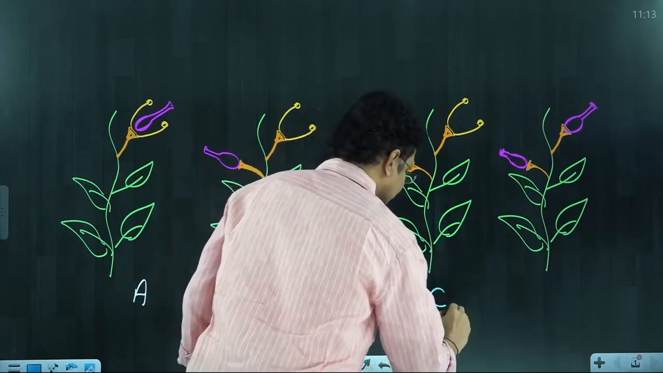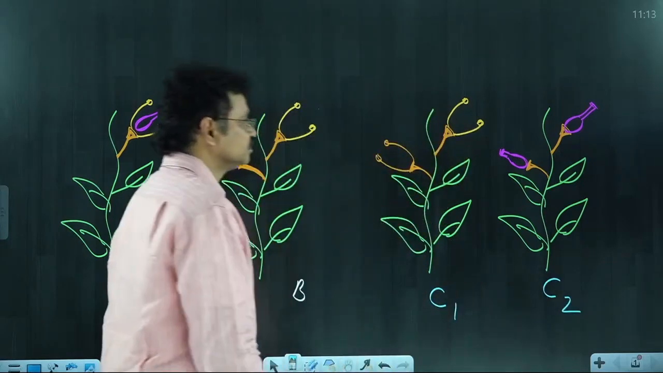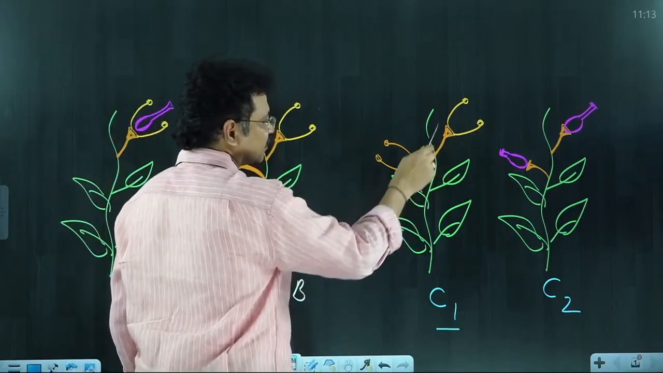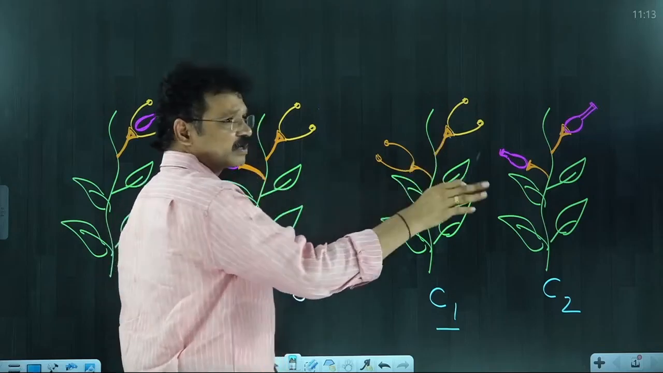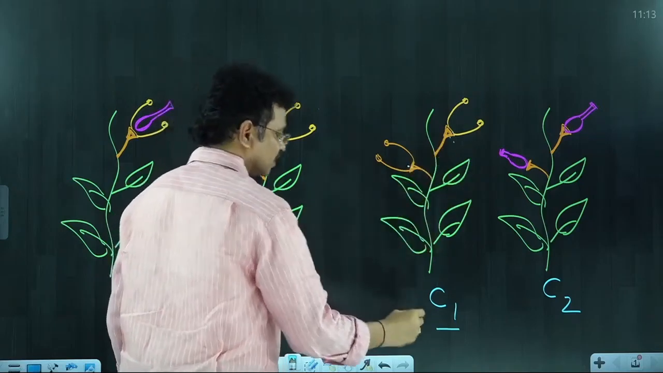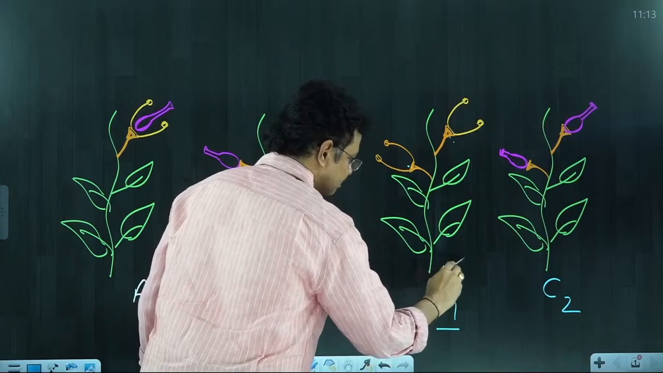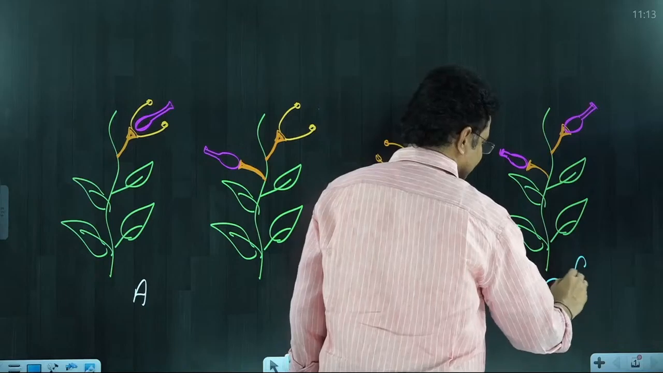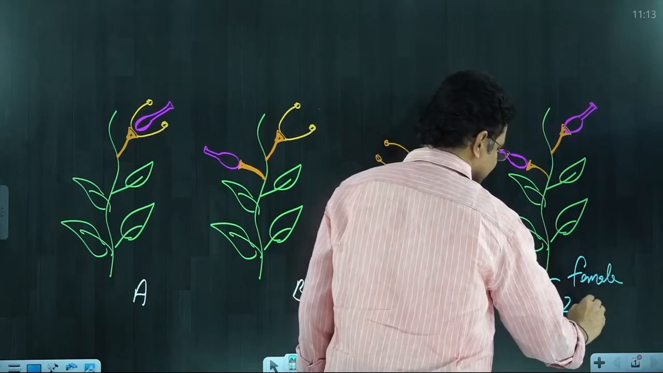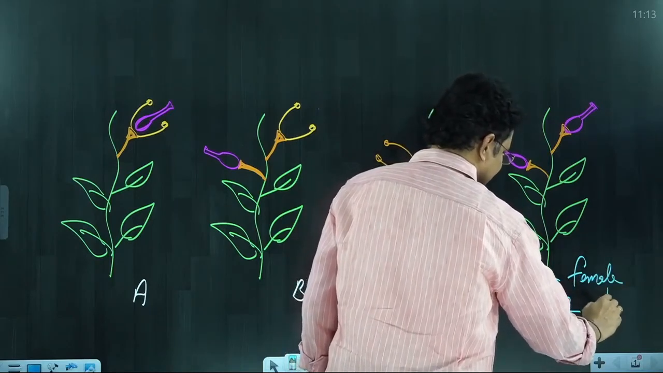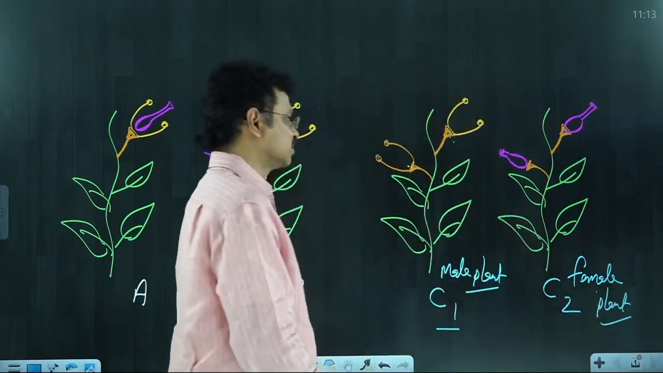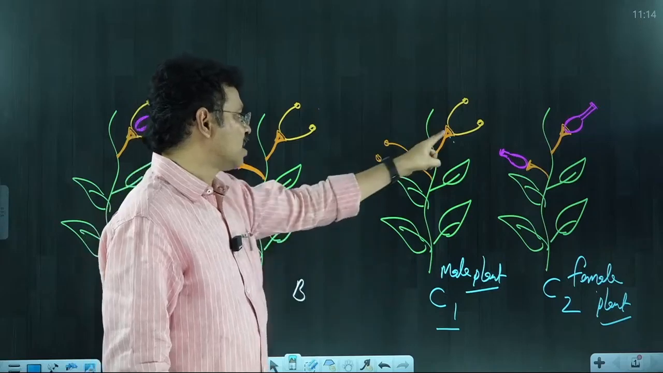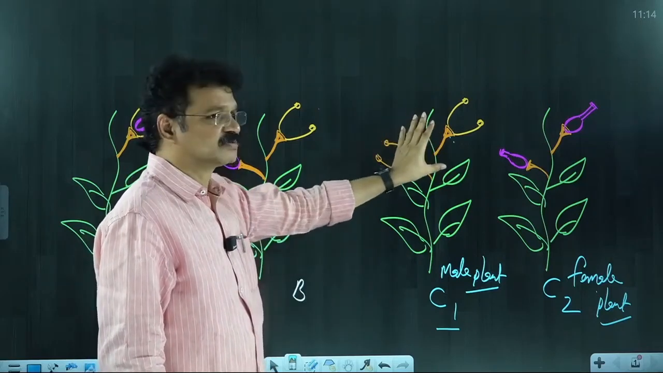What about the plant C1 and C2? Plant C1 consists of male flowers only. The number of flowers, whatever it may be, but all the flowers are male flowers. Hence, the name of the C1 is the male plant. C2 is the female plant because all the flowers in this entire plant are female flowers. That's why it is termed as a female plant. On all flowers, carpels are there, whereas in the C1, all the flowers possess androecium. That's why these flowers are male.